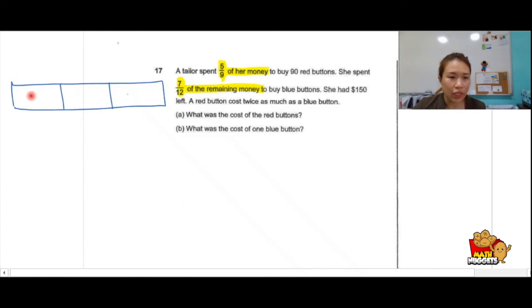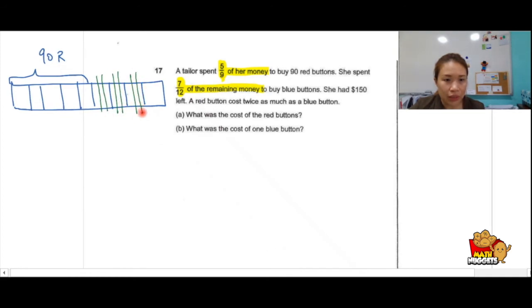So 9, cut into 9 parts. 1, 2, 3, 4, 5. She bought 90 red buttons with these 5 units. And she spent 7 out of 12 of the remaining money. Now, we want the remainder to be 12 parts. Over here, the remainder, we only have 4. So we got to cut each of them into 3 parts so that we get a total of 12. Of which 1, 2, 3, 4, 5, 6, 7, 7 out of 12 here. She bought blue buttons.